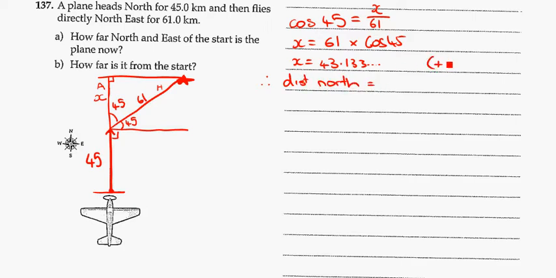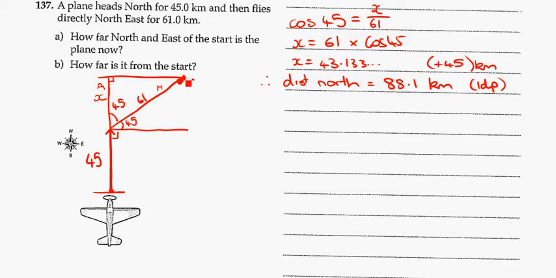So therefore the distance north is going to equal that plus 45 kilometres. This bit here we need to add on to x to get the total distance north, which will be 88.1 kilometres. That's to one decimal place.